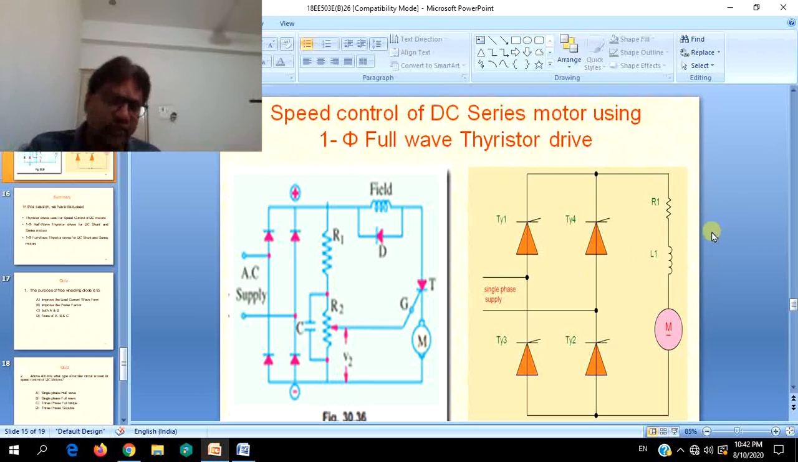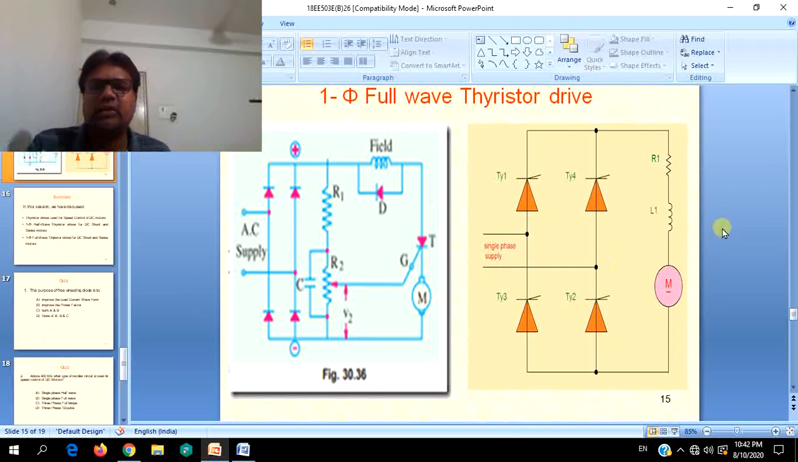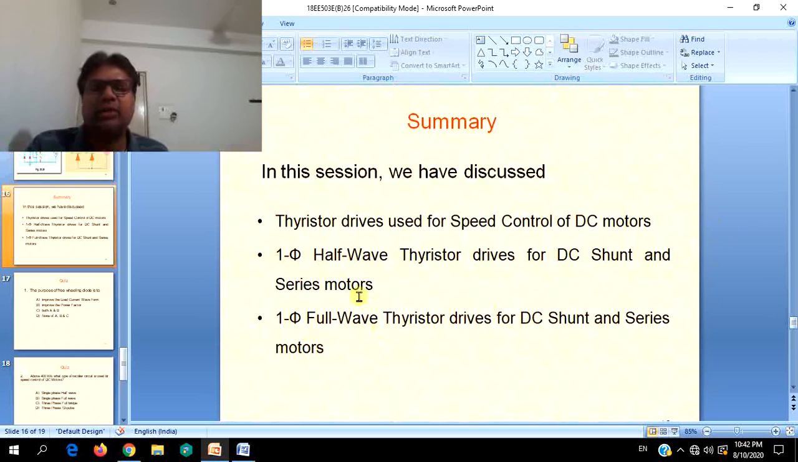The other method, in fact, for both DC shunt motor as well as series motor, is the armature control technique itself, which we have discussed so far in this session. So to summarize, we have discussed the various thyristor drives used for speed control of DC motors depending on their ratings, and single phase half wave thyristor drives for both shunt and series motors, single phase full wave thyristor drives for both DC shunt and series motors.